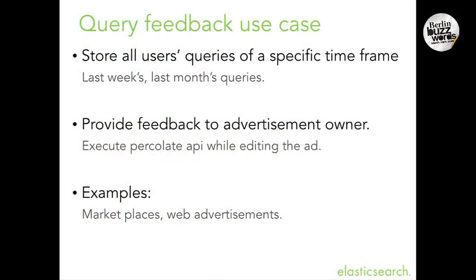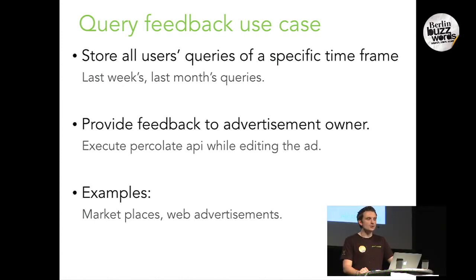There's also another use case where you can use the percolator, and I like to refer to it as the query feedback use case. It's a bit cryptic, but the idea is that you store the queries that users are executing on your system. You store them in Elasticsearch with some pre-processing, I presume. By storing those queries, you effectively capture valuable information. You capture how users are searching on your site and what they are interested in. That is very important information, not just for you, but also for users of your system.